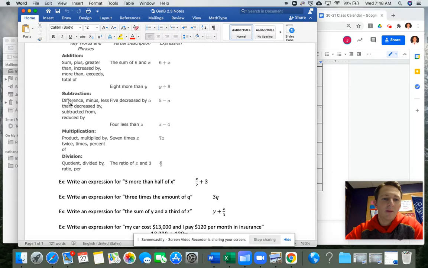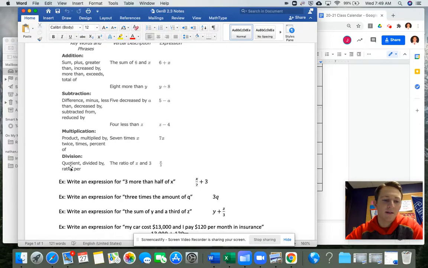Subtraction, some keywords might be difference, minus, less than, decreased by, subtracted from, reduced by. And as we can see, 5 decreased by a would be 5 minus a. Multiplication, we have some keywords, product, multiplied by, twice, times, percent of. For example, 7 times x is just going to be 7x.